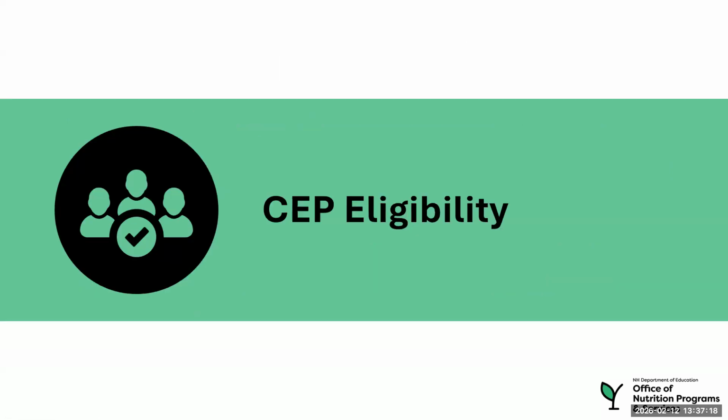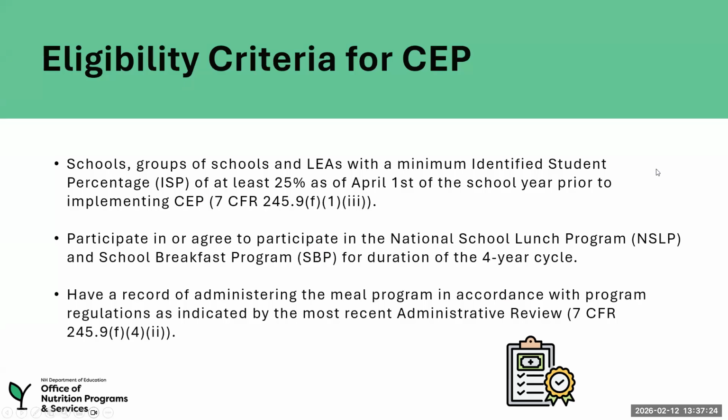So now we'll move on to CEP eligibility. So here is the eligibility criteria to apply for CEP. Schools, groups of schools, and LEAs with a minimum identified student percentage, or ISP, of at least 25% as of April 1st of the school year prior to implementing CEP are eligible to apply. You have to participate in or agree to participate in the National School Lunch Program and Breakfast Program for that 4-year cycle. And you have to have a record of administrating the meal program in accordance with program regulations that's indicated by your most recent administrative review. So as long as you're in compliance and you meet the criteria to apply, you're eligible to apply.